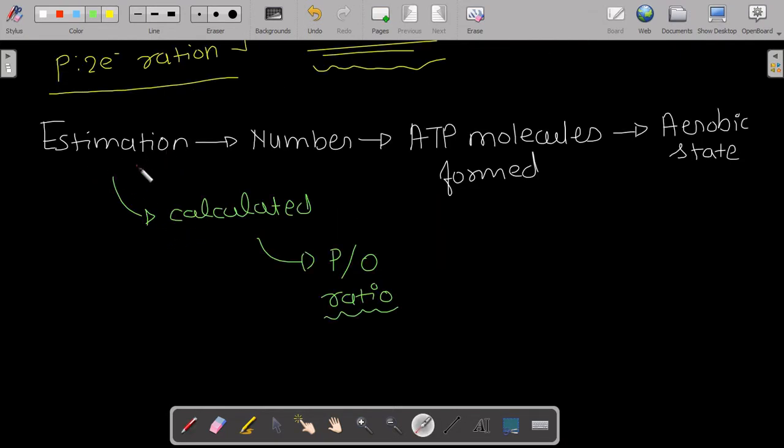Now the estimation of the number of ATP molecules which are produced in the aerobic state can be calculated from the PO ratio. From the PO ratio you can estimate the number of ATP molecules that are produced.